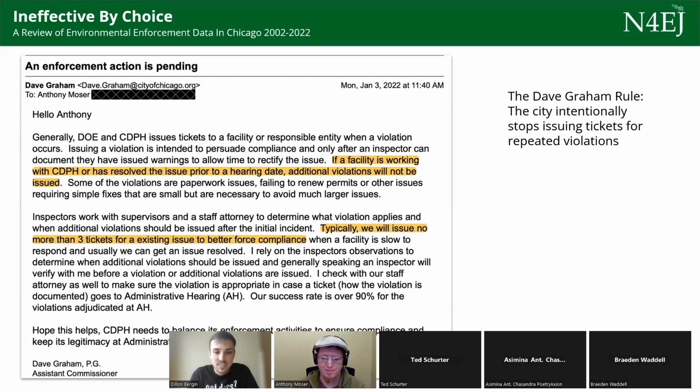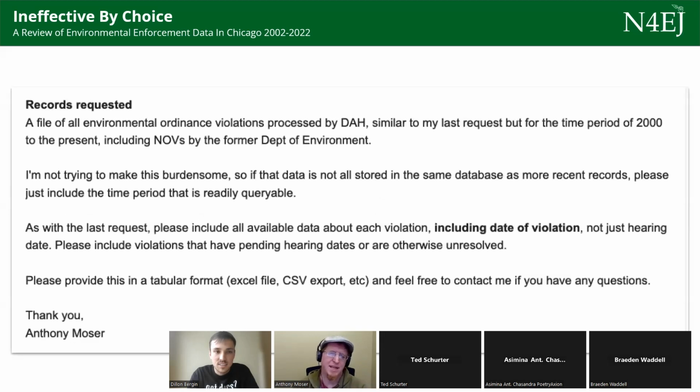So basically, I was trying to figure out from there, where can I find the patterns? Where can I find some evidence of what they're actually doing? There's an enforcement data set in the public portal, but it's kind of inconsistent. And when I talk to the people at the Department of Administrative Hearings, they're like, I don't know where that's coming from. That's not ours.